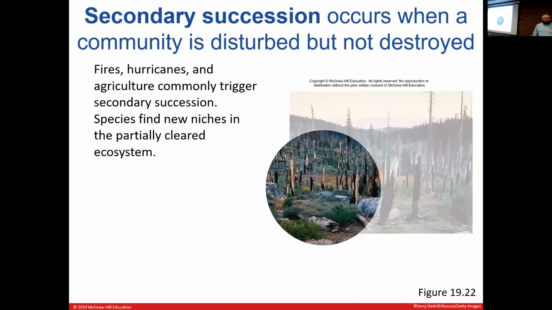Now, secondary succession occurs when the community has been disturbed but not destroyed. This is where fires, hurricanes, and agriculture are going to tear through part of it, and then everything else is going to recolonize, and it's going to give you that patchiness where you have some areas that are brand new looking, and some areas that are old growth and have been there for hundreds of years. Ultimately, because of this patchiness, you have a much higher number of niches that are available and thus much higher diversity.